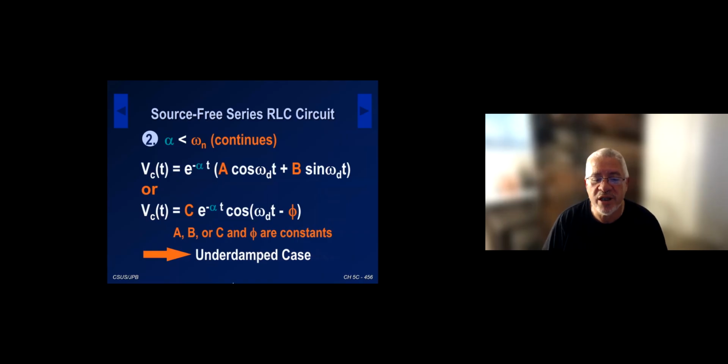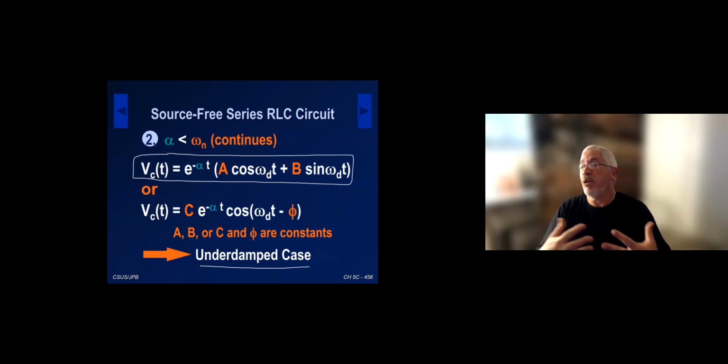And the solution is called the underdamped solution, the underdamped case. This is the solution we will be using. The second one we won't be using as much now. The solution is VC of t is e to the minus alpha t times a cosine omega d t plus b sine omega d t. You can see the complexity of the solution is becoming more so. Here, A and B are going to be determined by initial conditions. So that's case 2.